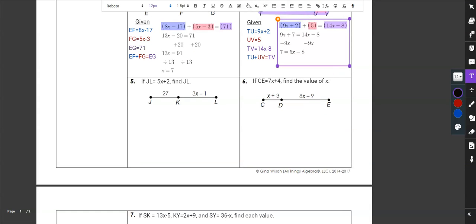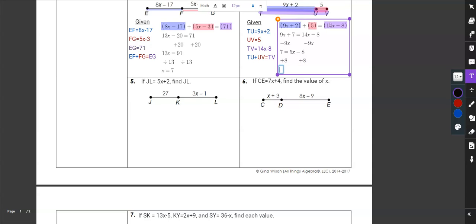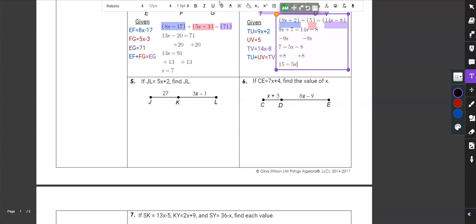And then from there, we have to add 8 to both sides because we need to get x by itself. That's the point of solving an equation. Again, I continue to use the formula tool because I want to keep it formatted. And I'm going to end up with 15 is equal to 5x. When I divide both of those by 5, then I'm going to end up getting 3.